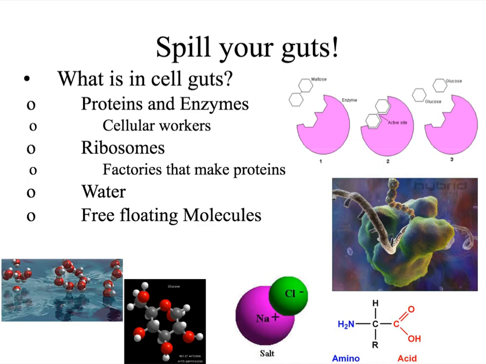There's like cellular workers. We also have ribosomes. So this guy here is a ribosome, and he is a protein builder. So it's a factory that creates new proteins. We're also going to see water molecules. Remember, those are crucial for life. And then we're going to see free-floating molecules. So you're going to have some sugars and some salts, amino acids, and other building blocks. All these little bits and pieces that a cell needs to survive.